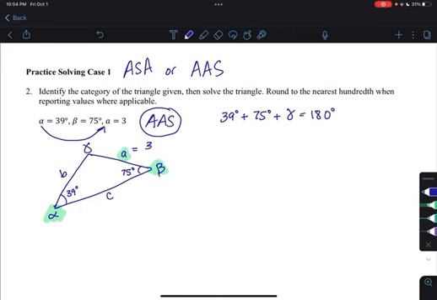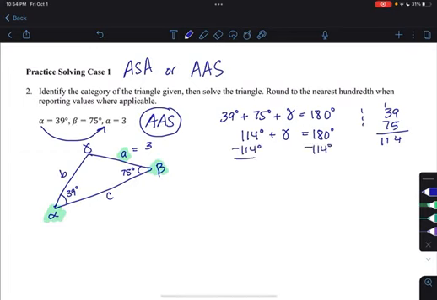So if I take 39 and 75 together, I get 114. So I'm going to go ahead and write that. And then I can just take that away from each side. And so this should leave me with 66 degrees over here. Okay, so maybe I'll just label this up here. This was me solving for gamma. And now that part is done.